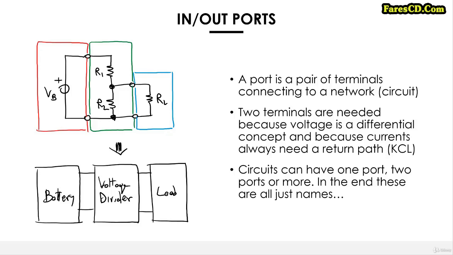In this lesson, we will talk about ports in an electrical circuit. Any electrical circuit has at least one port. A port is a combination of two terminals of the circuit. In this example, I represented a simple voltage divider powered by a voltage source, like a battery, for example. The divider's output is then connected to RL, which is the load of the circuit.